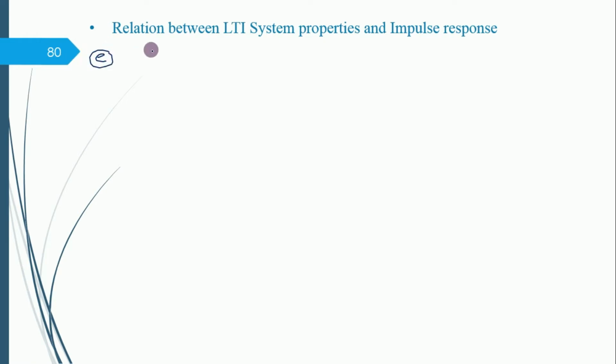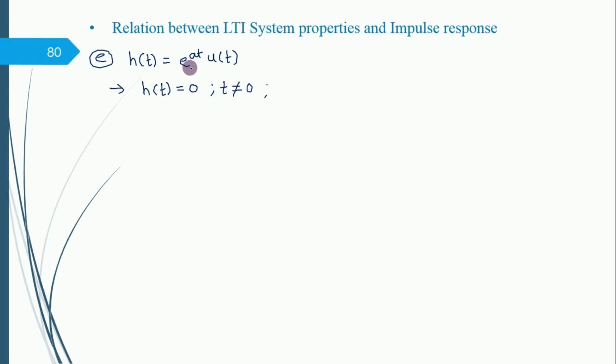I was calling it ABCD, so the next being E. The given example is h of t equal to e raised to at into u of t. Now you need to identify whether it is memoryless or not. For that, you need to check whether h of t is equal to 0 for t not equal to 0. If this satisfies, for any value other than t equal to 0, your h of t should be 0. Then only we call it memoryless.